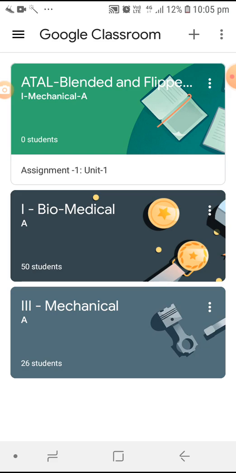Now let us go to the Google Classroom. If you see the screen, there are three classrooms created. The first one is for this project, and the other two are for my regular classwork. Now let us go to the first one, Atal Blended and Flipped Classroom.